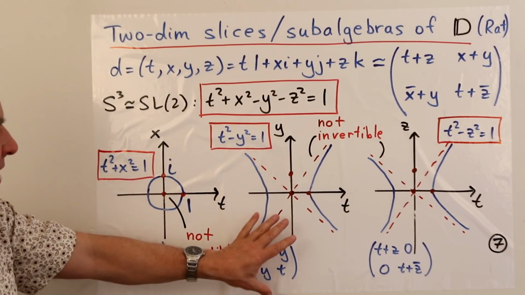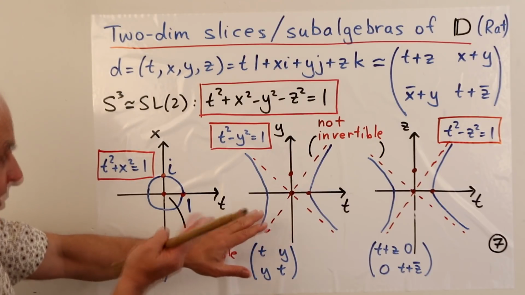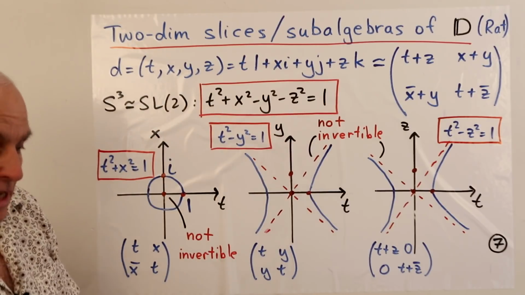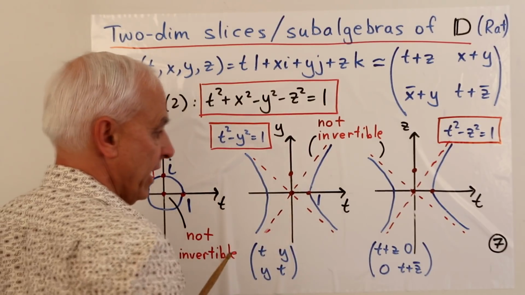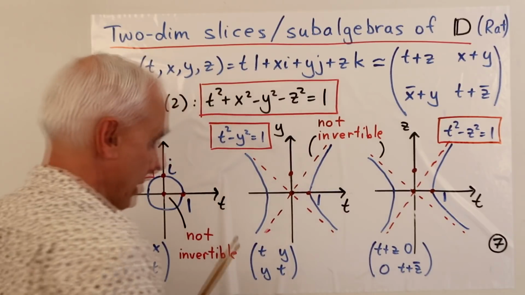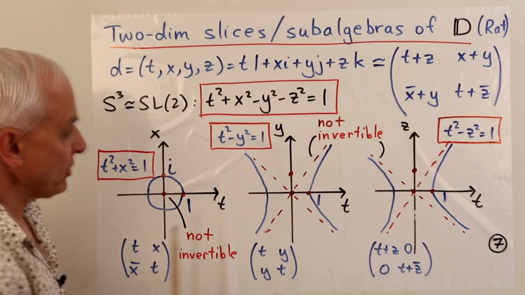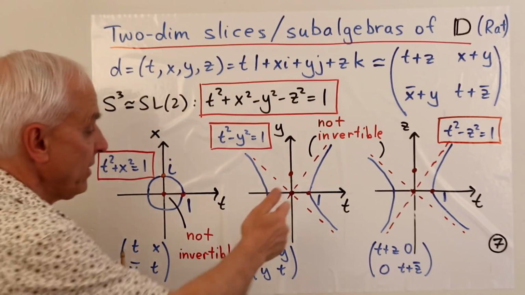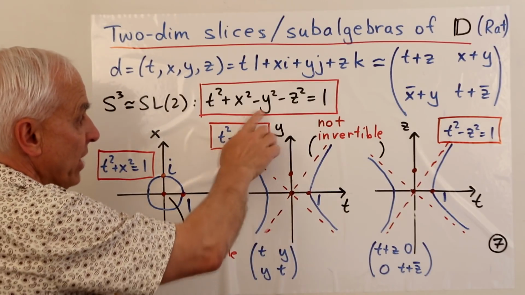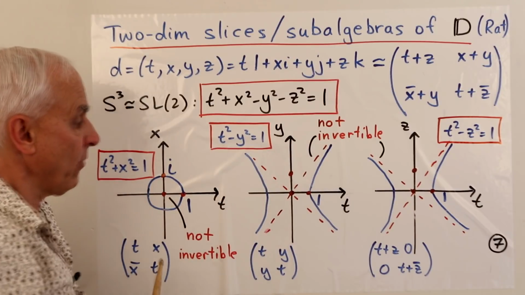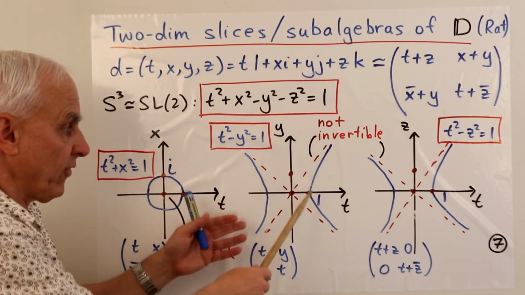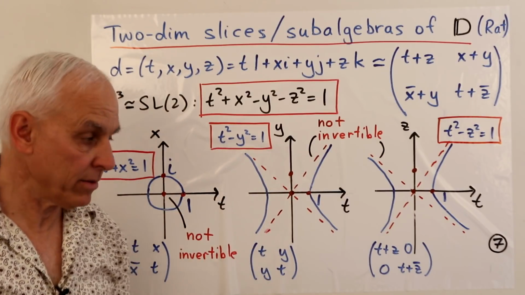Over here, we look at another plane where we set x and z equal to 0. This is another two-dimensional plane. Should put the identity in there. There's the identity also there. Okay, so it's a two-dimensional subspace, actually a subalgebra, containing the identity, and its equation then is t squared minus y squared equals 1, which we recognize in the usual t and y coordinates as a hyperbola.